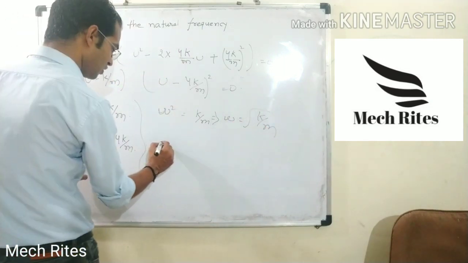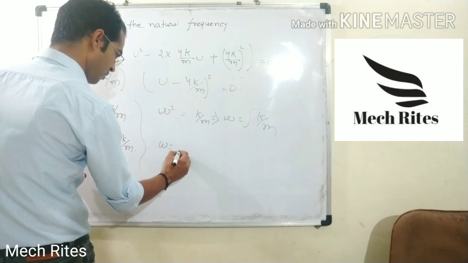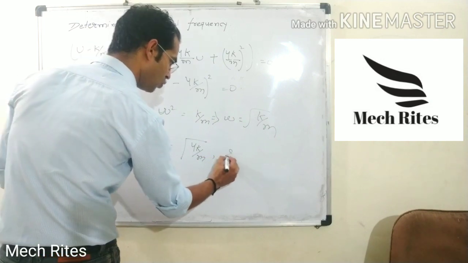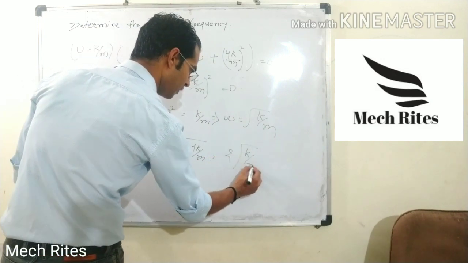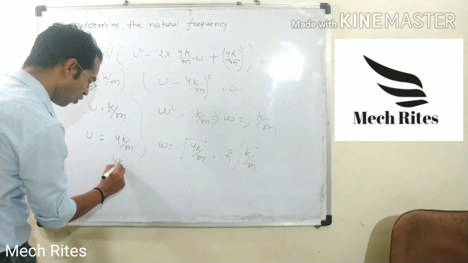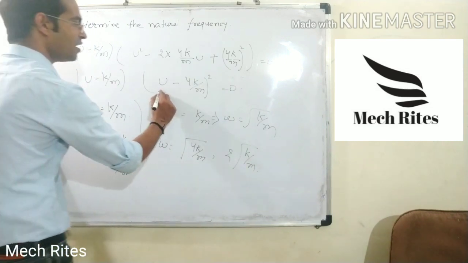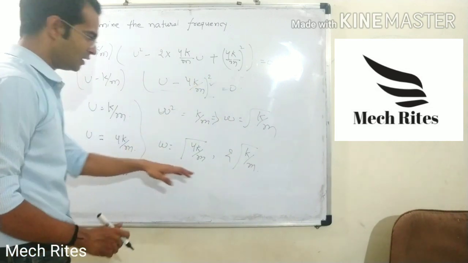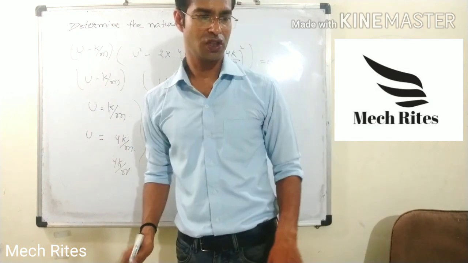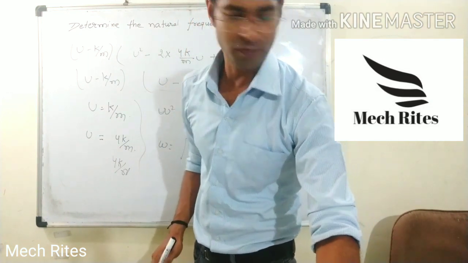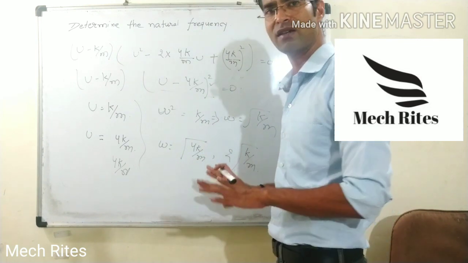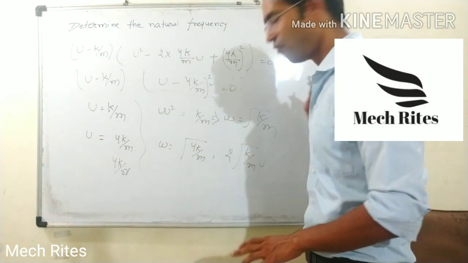From this part omega will be under root 4k by m, or 2 under root k by m. Here we will get the two values, u equal to 4k by m and 4k by m, because it has a square. Okay, so it is your final answer. So the question is completed here. If you have the value of k by m in any equation, then you may put the value of k by m and you will get the exact answer, otherwise it is your final answer.